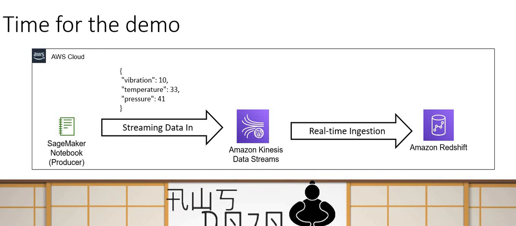Now this is what we are going to do for the demo. I've created a SageMaker notebook to write some code which can stream data into a Kinesis data stream. This is the JSON document I'm streaming in. I'm mimicking an IoT environment where I'm publishing IoT device vibration, temperature, and pressure. Then I'm going to do real-time ingestion into Amazon Redshift. So let's do this demo to see how this feature works.